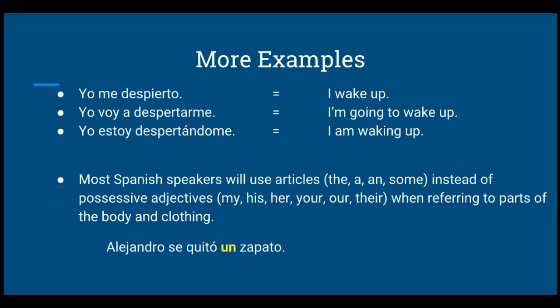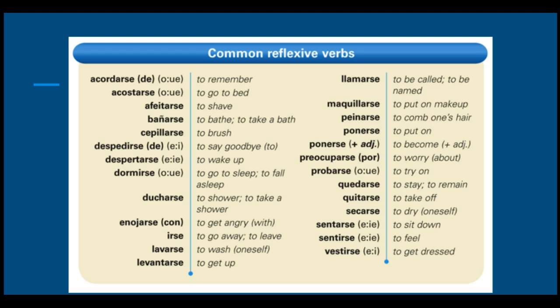Alejandro se quitó un zapato. So this sentence is saying Alejandro took off a shoe, whereas in English we might say Alejandro took off his shoe. Pedro necesita cepillarse los dientes. Pedro needs to brush the teeth, whereas in English you would typically say Pedro needs to brush his teeth. So this is just something to keep in mind as you use articles of clothing and body parts with the reflexive verbs, or with any verb really.